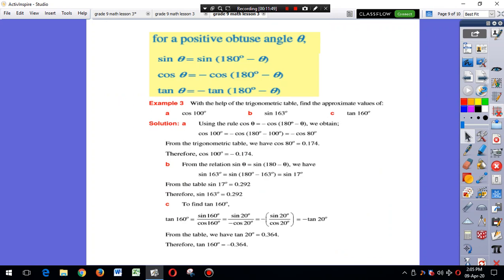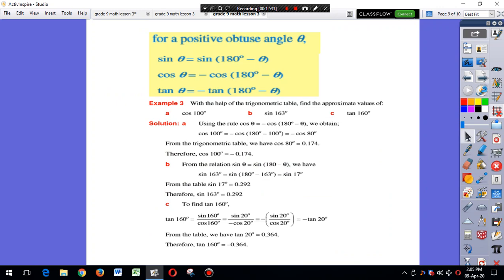For positive obtuse angles, an angle greater than 90 degrees and less than 180 degrees, for the angle between 90 degrees and 180 degrees, sine theta is equal to sine of 180 degrees minus theta, and cos theta is equal to the negative of cos 180 degrees minus theta, and the third one, tan theta is equal to the negative of tan 180 degrees minus theta.